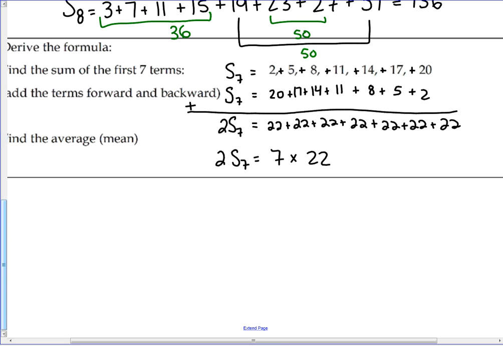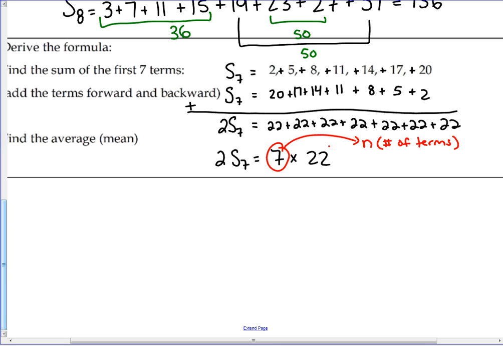I'm just trying to make it more like... Okay, so what's so special about the 7? The 7 was how many terms we had. Agreed? That's our n value, the number of terms.